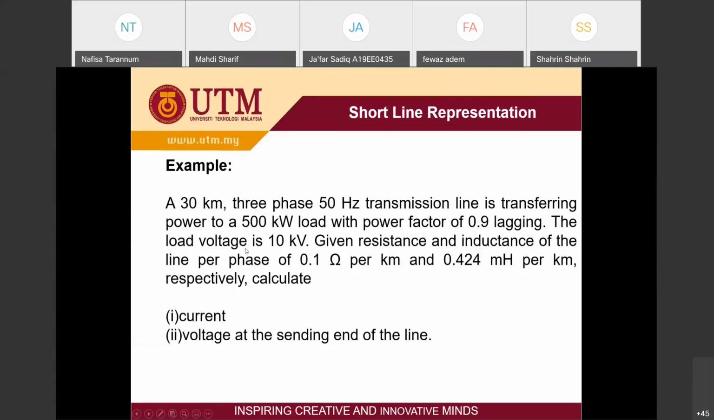Okay. So there are keywords here. This one is actually a three-phase, 30 kilometers. So this is the short line, and this one is 500 kilowatt. So this is actually P, three-phase, which is 500 kilowatt. Okay. So the first one is to find what is the current.